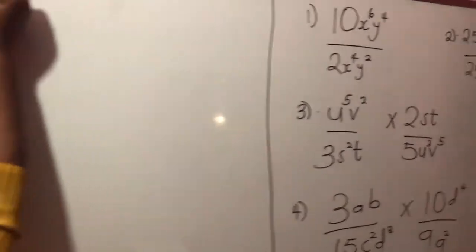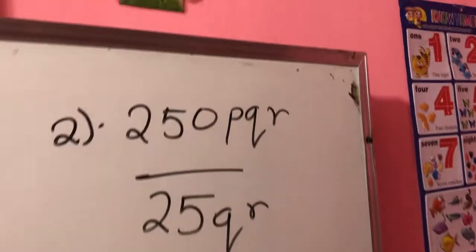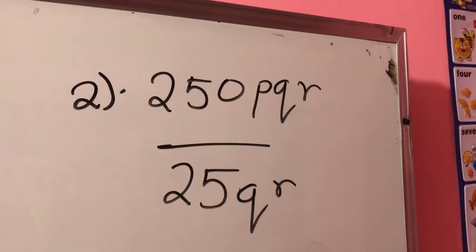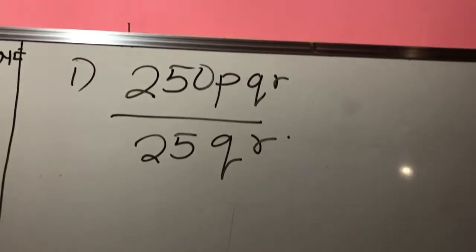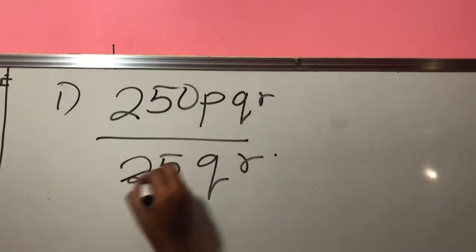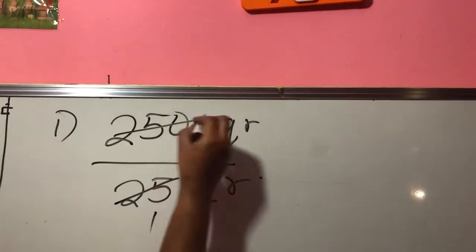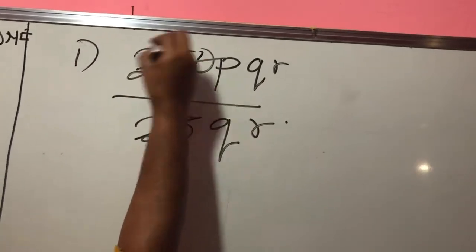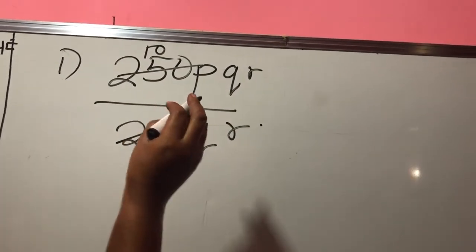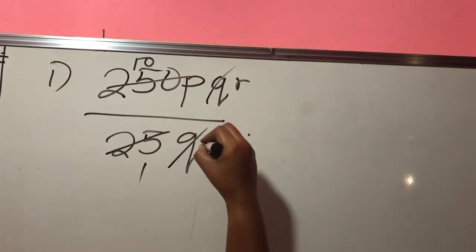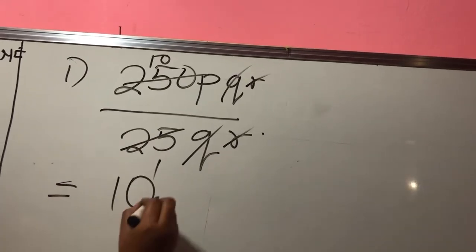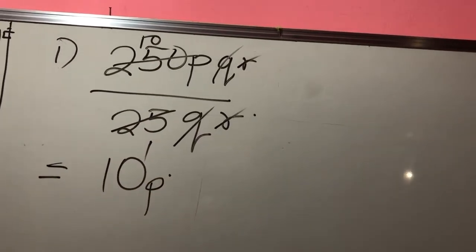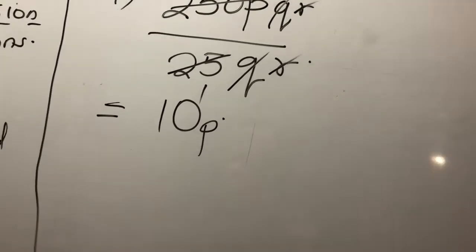$250, PQR all over 25QR. Okay. Now, 25 into itself is 1. 25 into 250, how many times? 10 times. We are cancelling out, right? Q takes Q, R takes R. What is our answer? Our answer is 10p. So it's as simple as this.